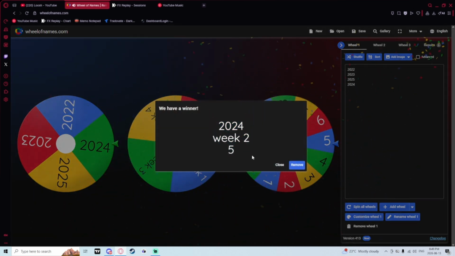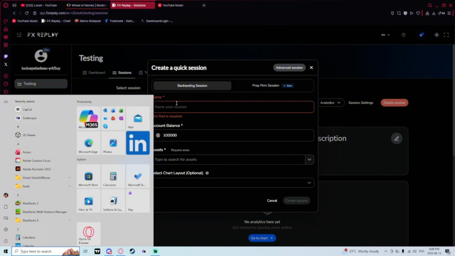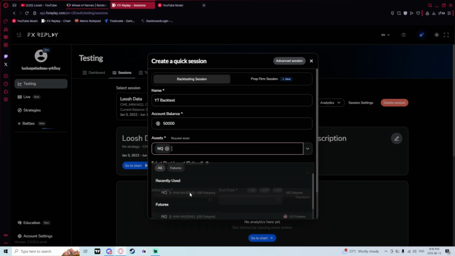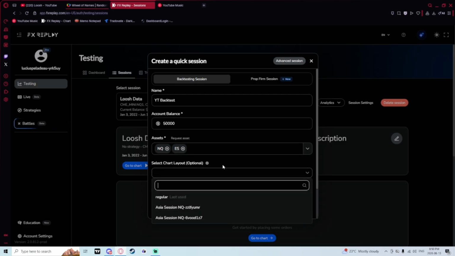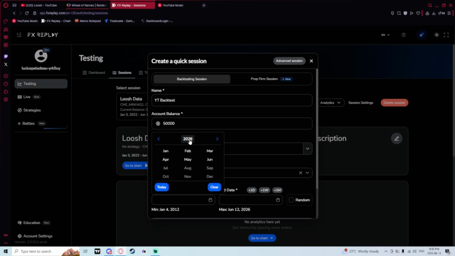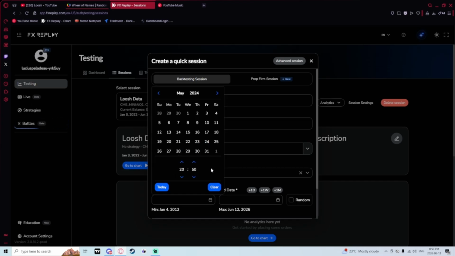So 2024, second week of month 5, so that is May. We're going to name this YT backtest. Starting balance 50k always. NQ and ES, because I would do M and Q, but like fuck that, it's backtesting. Okay, so what are we doing here? 2024, May, and the second week, so 1, 2.